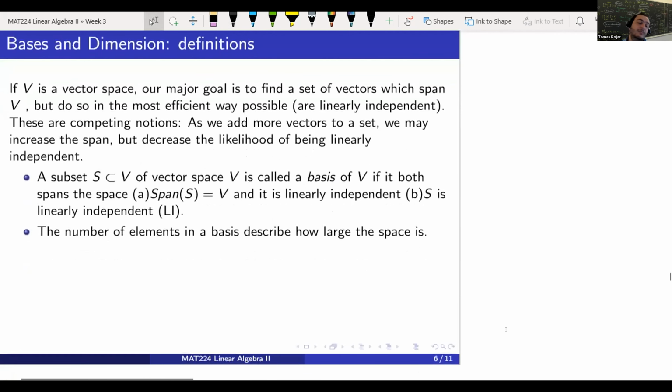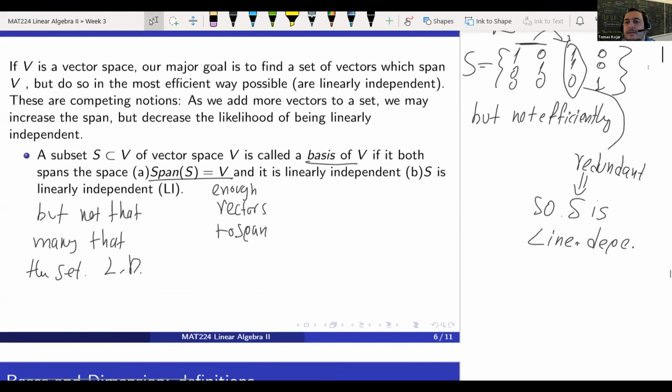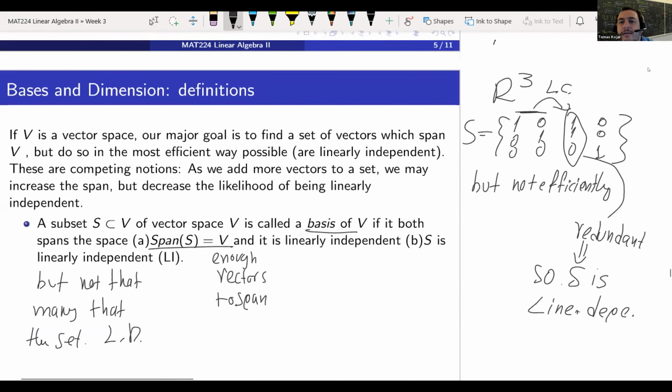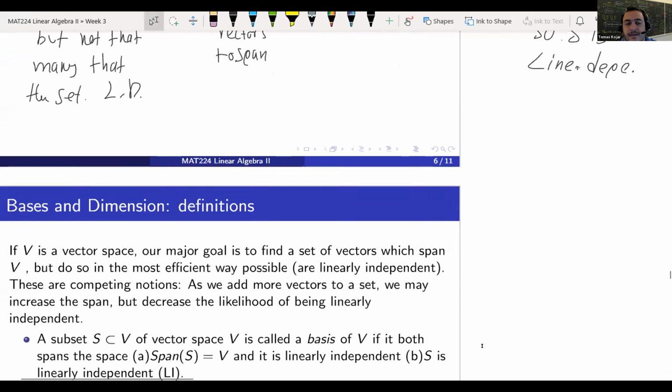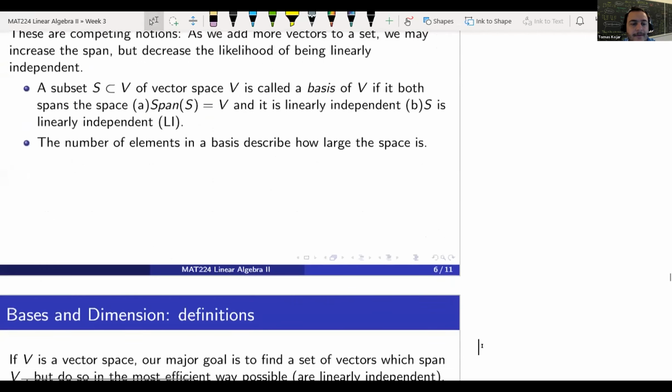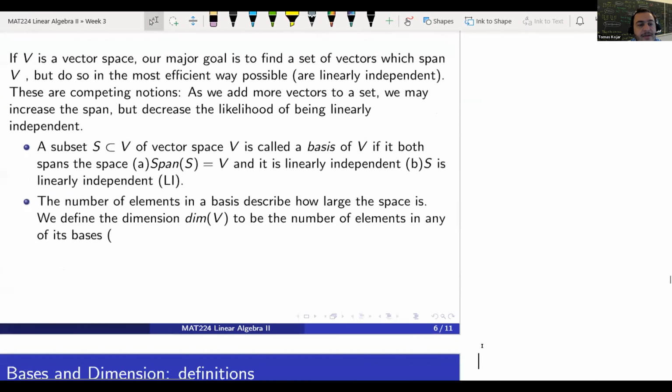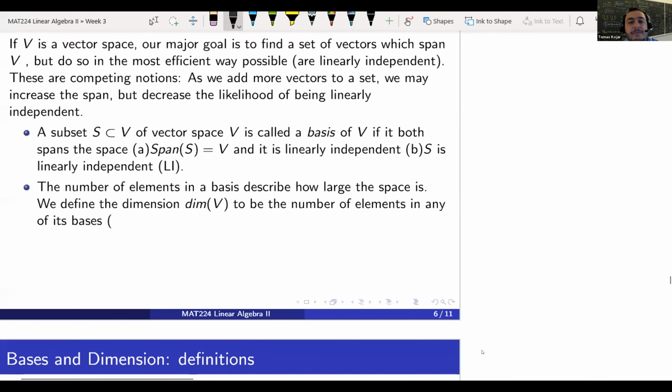And as we will talk about in the next slide, the number of elements in that basis tells you exactly the dimension of the space. So in the previous example, we have 4 elements here, but we know that the dimension of R3 is 3, if you put it in coordinates. So clearly there's some extra stuff here, but in the basis, there's nothing extra. So we define the dimension to be the number of elements in any of its bases.